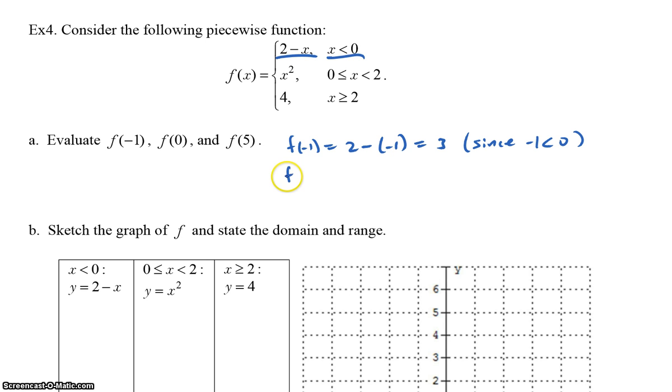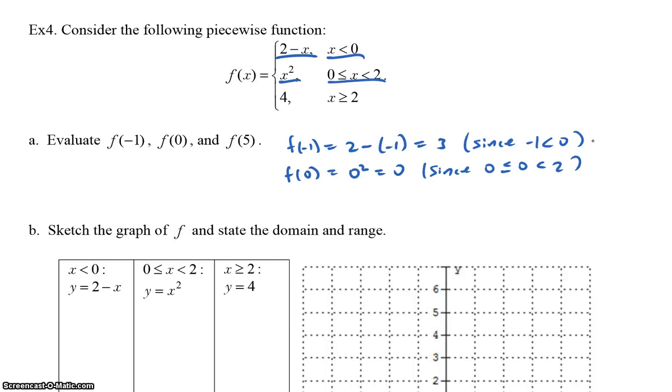f of 0. Well, if x is 0, then x lies in the interval greater than or equal to 0, less than 2. So here, we would use the second piece, x squared. So that would just be 0 squared, or 0. F of 0 equals 0. So this would be, since our x value, 0, lies in the interval between 0 and 2. So we only use one piece of the function to compute the function value in each case.